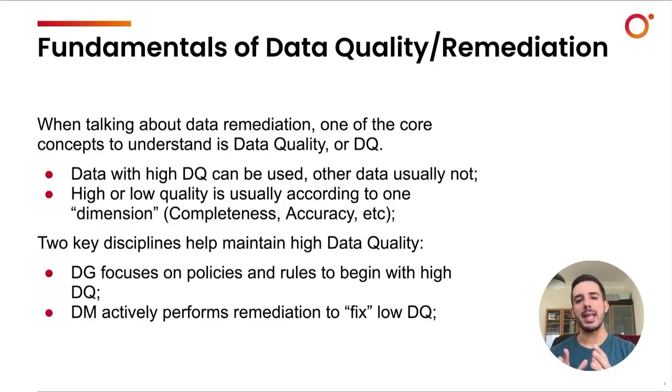So in other words, data governance has the job of making sure that data with low quality don't even enter the organization, while data management takes the data that do have low data quality that already entered the organization and aims to fix them. So data management is more direct. It's about being hands-on and fixing the data, while data governance is more indirect. It's about setting general policies and rules so that this never even happens in the first place.